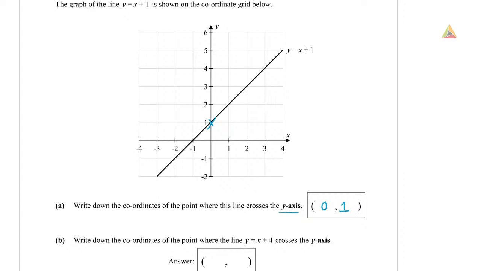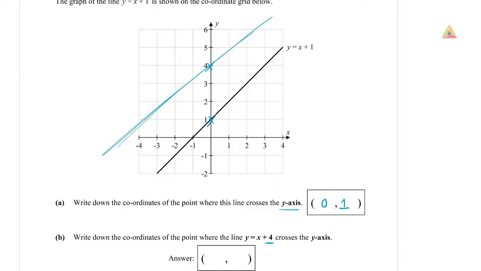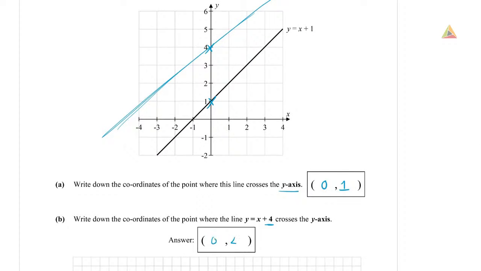Write down the coordinates of the point where the line y is equal to x plus 4 crosses the y-axis. So that means it goes up by a factor of 4. So that's going to be crossing it at this point. And if you were to draw that line, it would look something like that. Now that's not accurate to scale, but it would be the point 0, 4 because the constant increases by 4. So 0, 4.